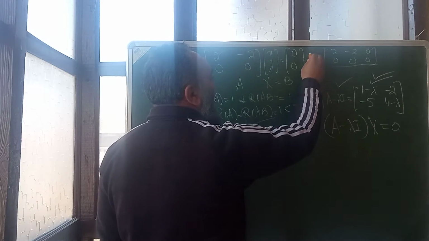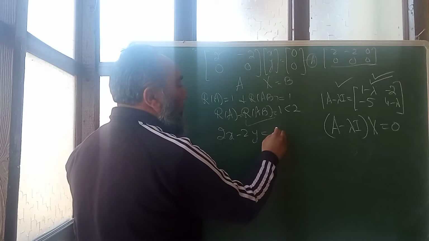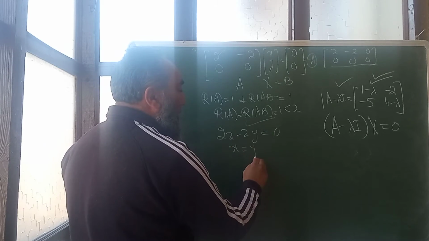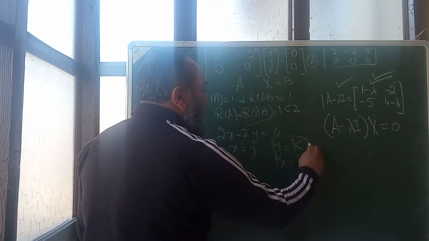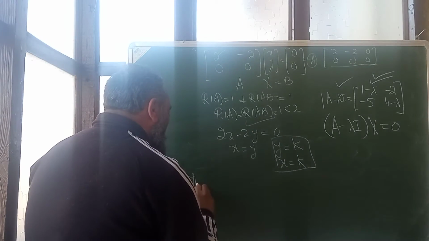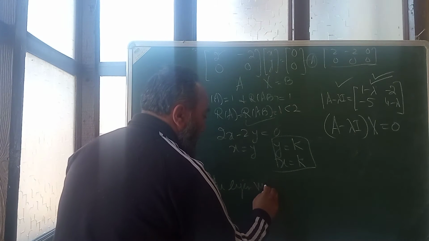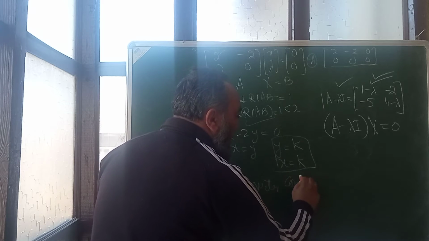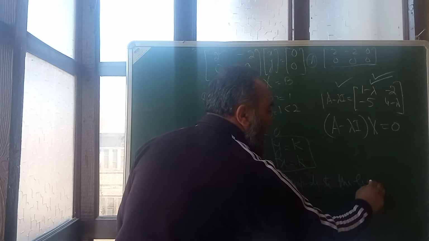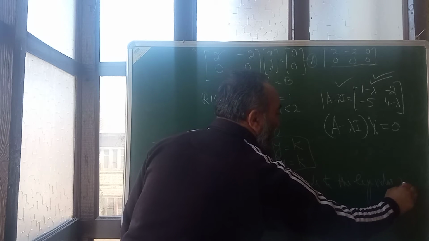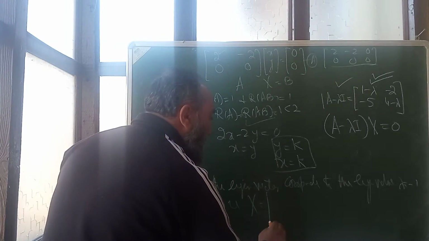Say this is A. So -2x - 2y is equal to 0, which means x is equal to y. Let me suppose that y is k. Then x is also k. And you will see thus the eigenvector corresponding to the eigenvalue lambda equal to -1 is capital X, a non-zero column vector.